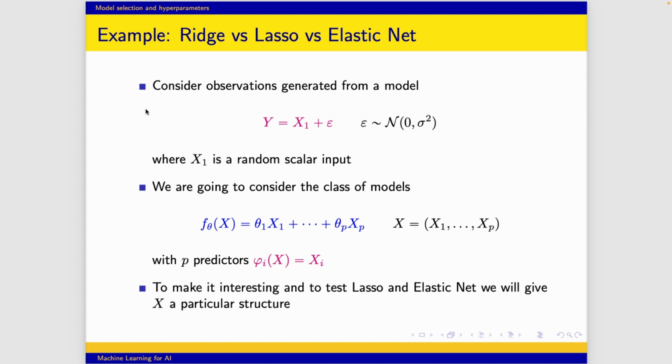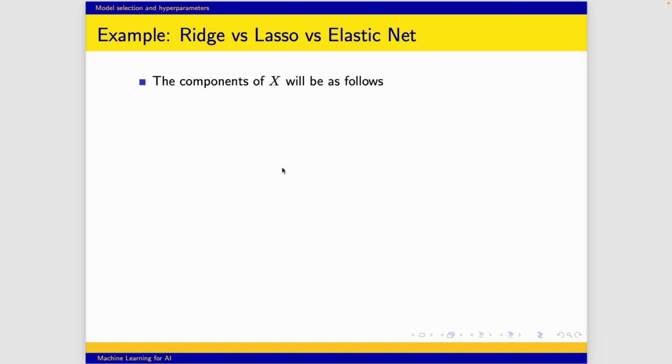Now, to make things interesting, we're going to give the data a particular structure. When I say interesting, I mean interesting in the sense that we want to compare Ridge with Lasso and see what are the benefits of Lasso and Elastic Net compared to Ridge. So what is that structure that we're going to give this example?